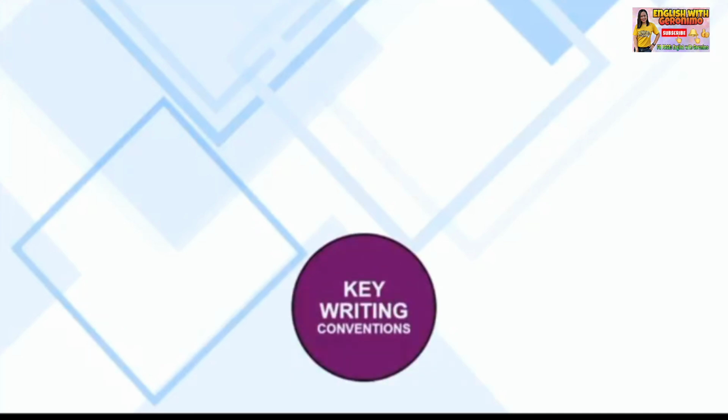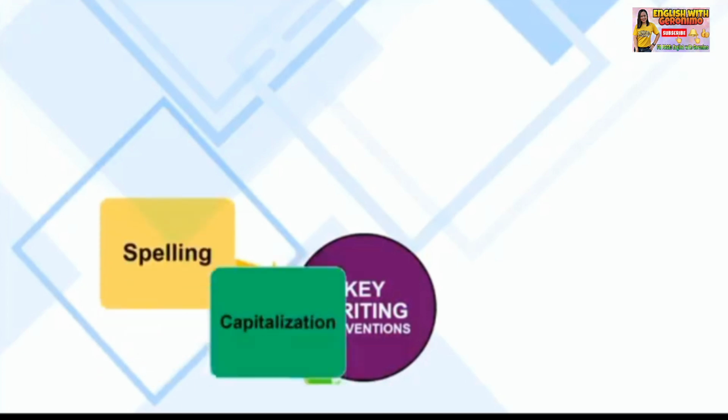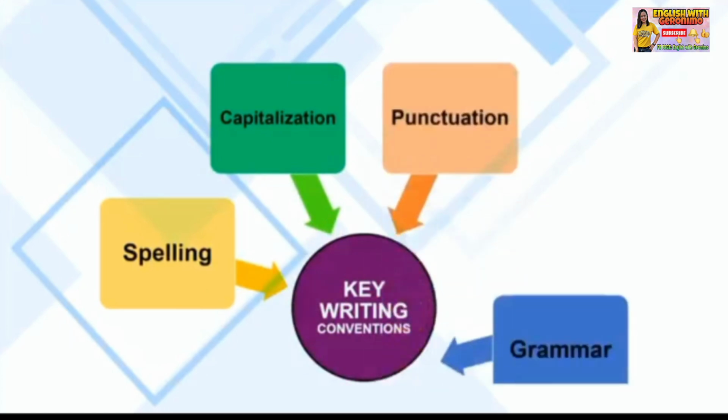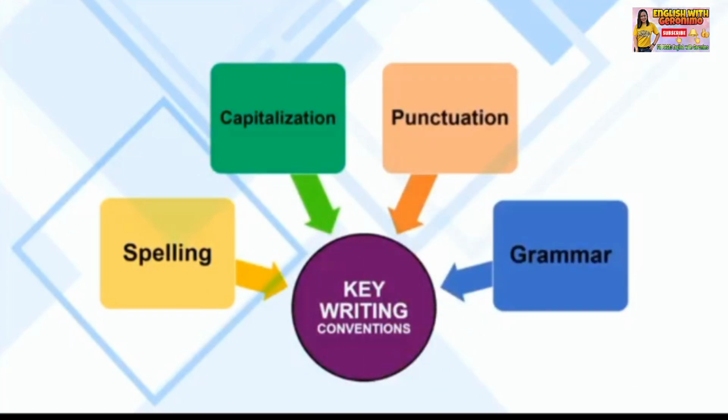Now that you already know the reasons for acknowledging sources, let us now go back to writing conventions. There are 4 key writing conventions that you can apply in acknowledging sources. They are spelling, capitalization, punctuation, and grammar. Each of these writing conventions is equally important in writing. Let us discuss the significance of each writing convention.